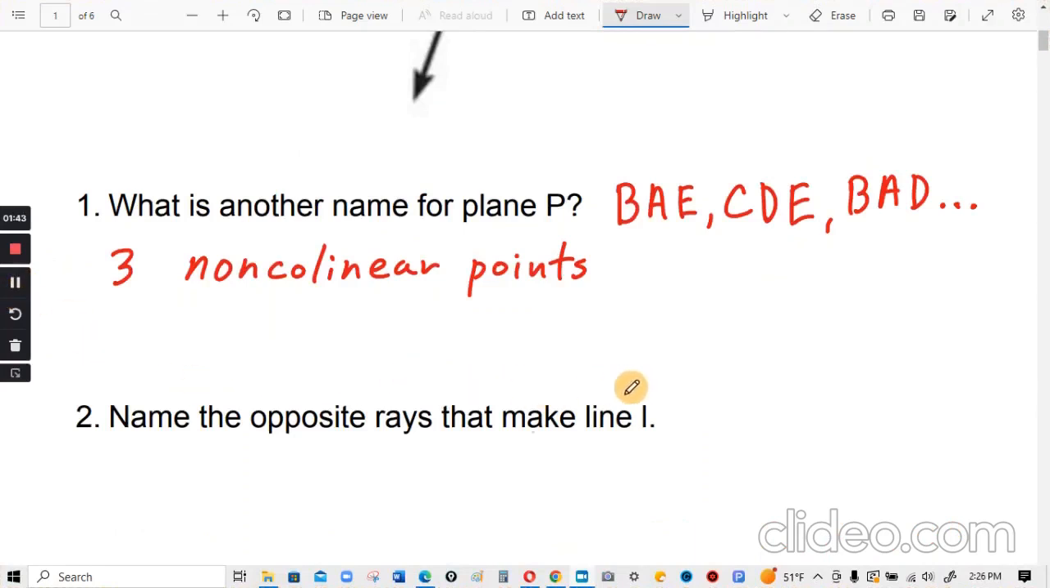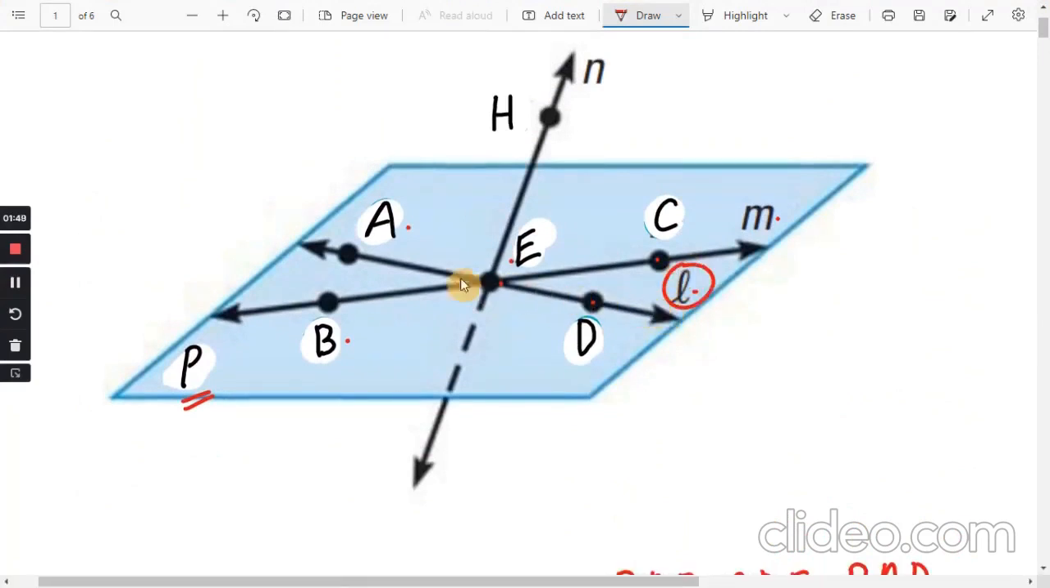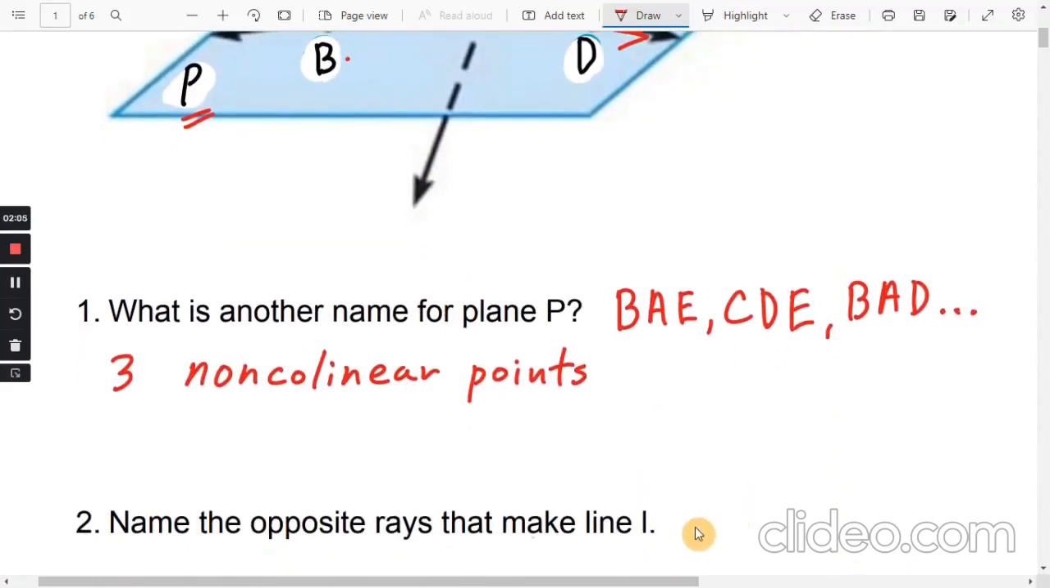Name the opposite rays that make line L. Okay, right here, this line is line L. So we have the ray that starts at E and goes to D, and we have the ray that starts at E and goes to A. So we have ED and EA. So that's going to be ED and EA.